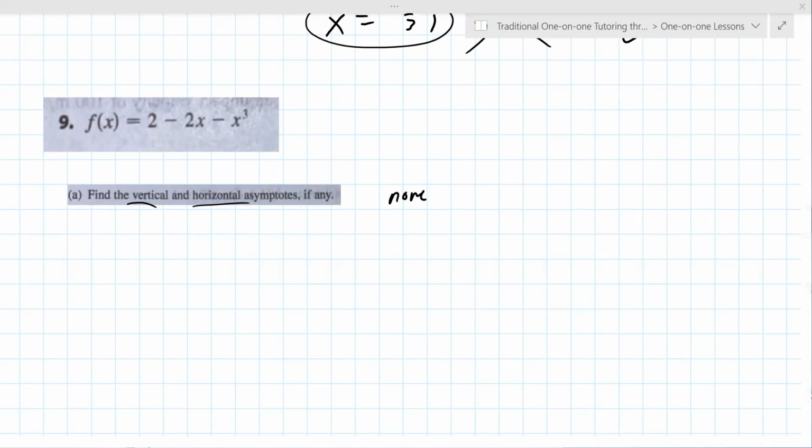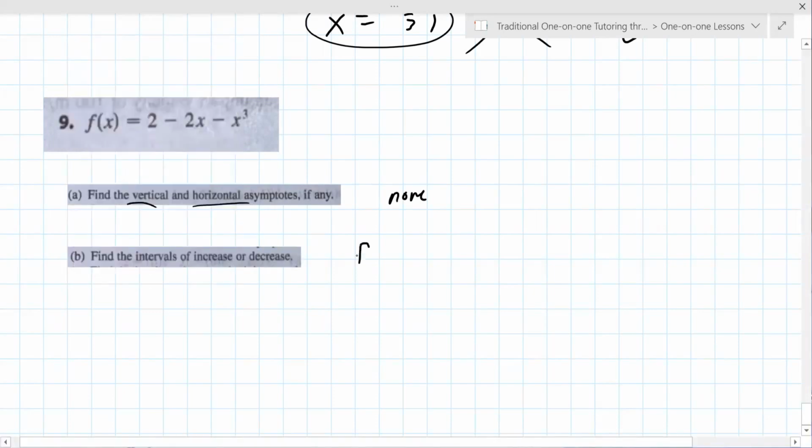Find the intervals of increase or decrease. To do this, you need the derivative. So for this, you need f prime. We first calculate f prime of x, which is -2 minus 3x squared. Then you set this equal to 0 and you're looking for your critical points.